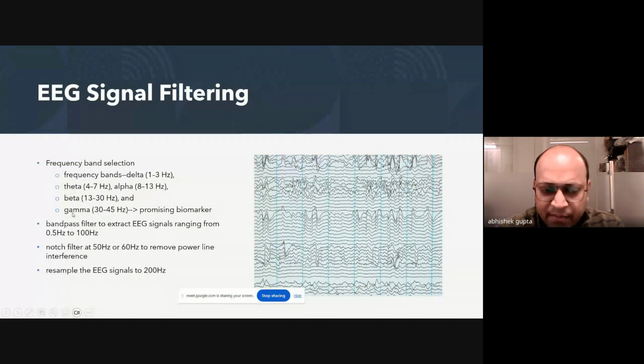After extracting the biomarker from the signal, a bandpass filter is used, which again removes noise, followed by a notch filter. And we resample the signal to 200 hertz. Resampling is done just to make every channel output uniform with an equal number of samples. So this is not much to be concerned about. This is just a filtering and pre-processing step for the data recorded from the EEG.